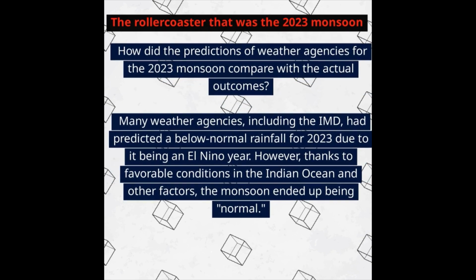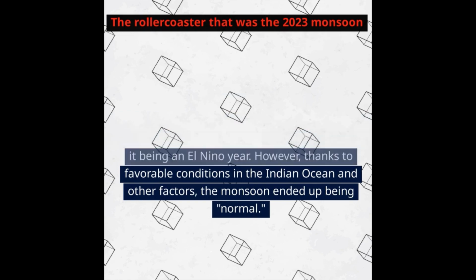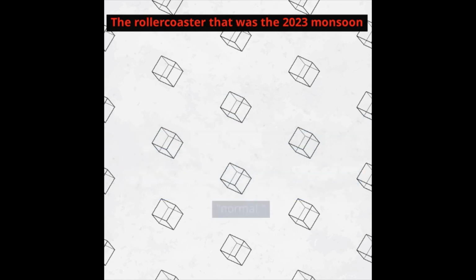How did the predictions of weather agencies for the 2023 monsoon compare with the actual outcomes? Many weather agencies, including the IMD, had predicted a below normal rainfall for 2023 due to it being an El Niño year. However, thanks to favorable conditions in the Indian Ocean and other factors, the monsoon ended up being normal.